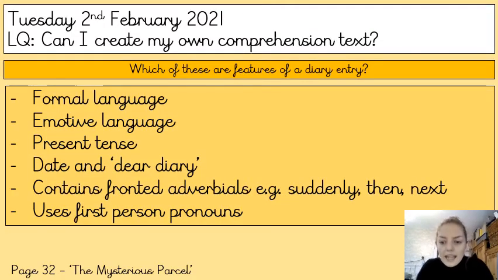Okay, so today we're going to have a quick revisit as your starter to identify the features that I have written down on this list. Which ones are features of a diary entry? So what would you typically find in a diary entry? So I've put down formal language, emotive language, the present tense, the date and dear diary, contains fronted adverbials and uses first person pronouns. So I want you to write down the ones that do appear in a diary entry, okay?